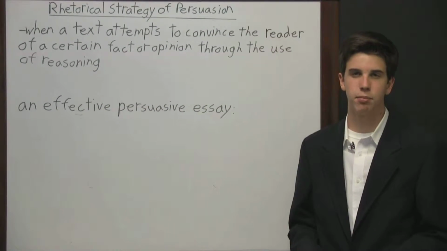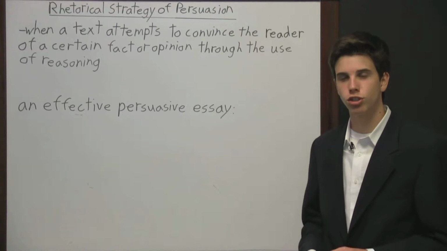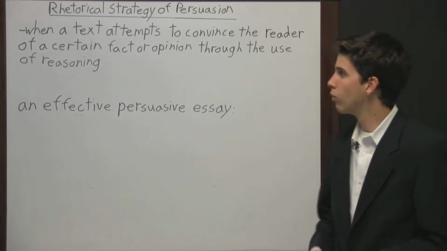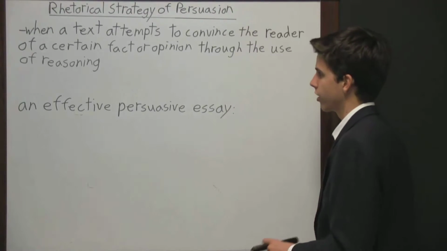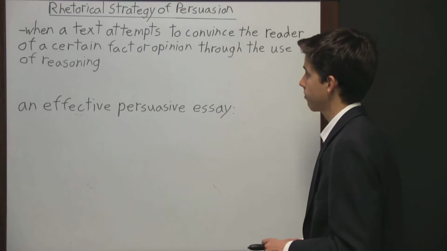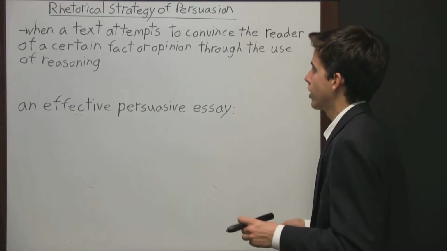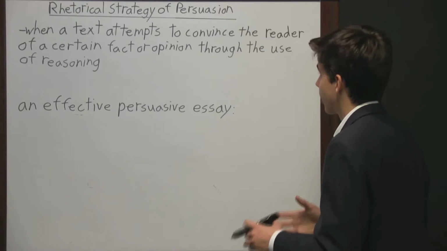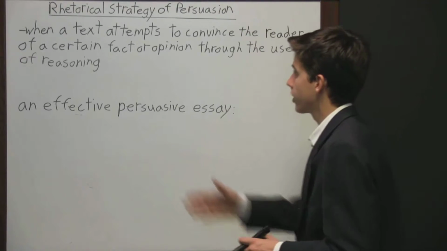A text is said to be engaged in the rhetorical strategy of persuasion when it attempts to convince the reader of a certain fact or opinion through the use of reasoning. So the rhetorical strategy of persuasion is when the writer is trying to convince the reader through the use of reasoning.